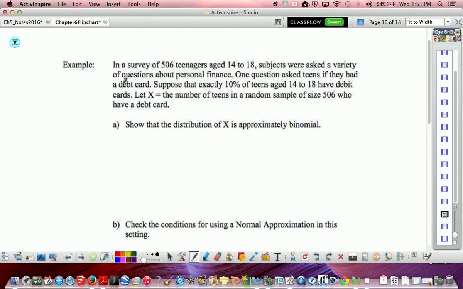So there's the first time it comes up. My card has so much debt.